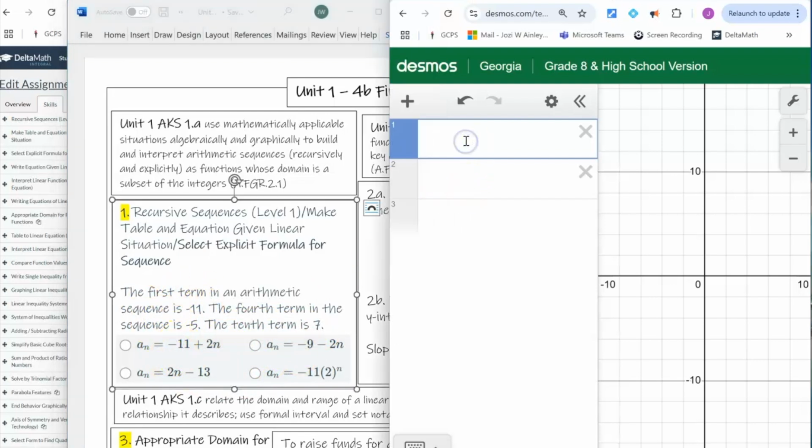So anytime you have multiple choice, we're going ahead and typing it in just as you see it in the calculator. So that is my first one. Just everything after the equal sign is fine.